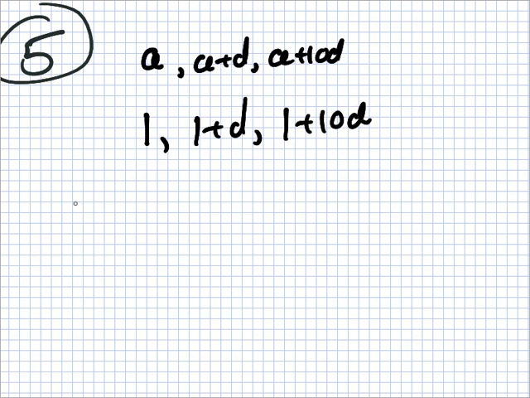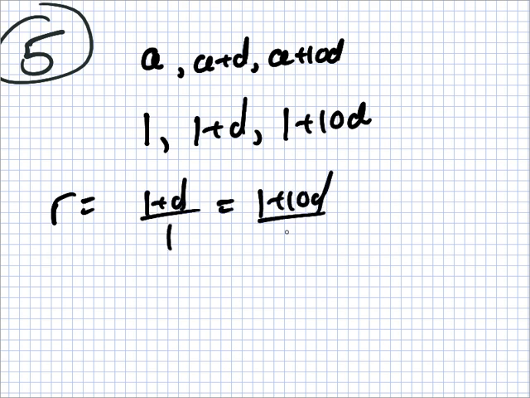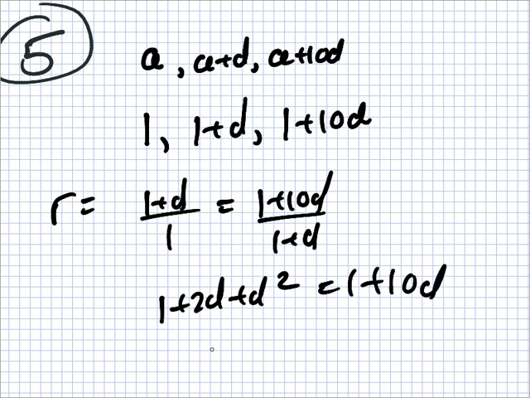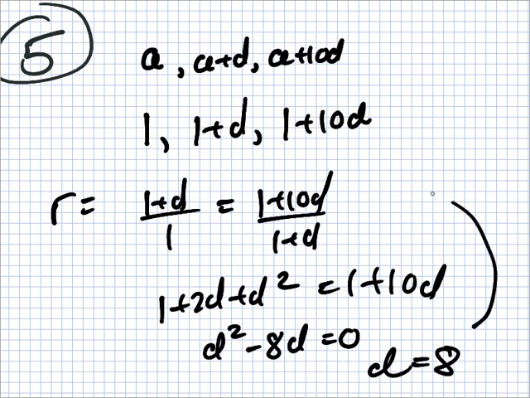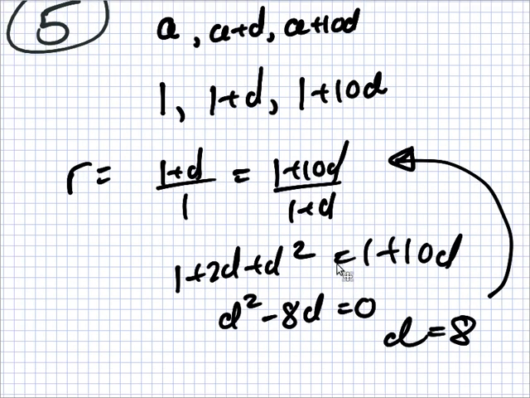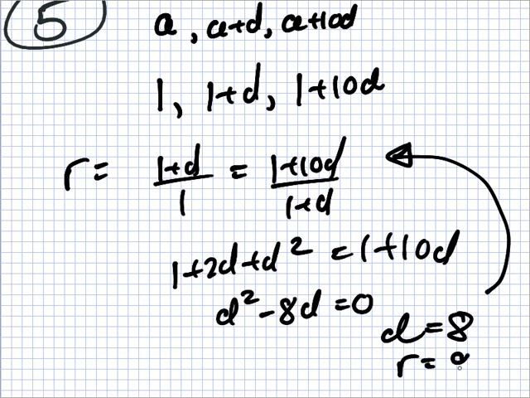So the OR here is 1 plus D over 1, and that should equal 1 plus 10D over 1 plus D. So that means 1 plus 2D plus D squared should equal 1 plus 10D. So D squared minus 8D should equal 0. So D should equal 8. And you sub that back in there, and you get OR should equal 9.